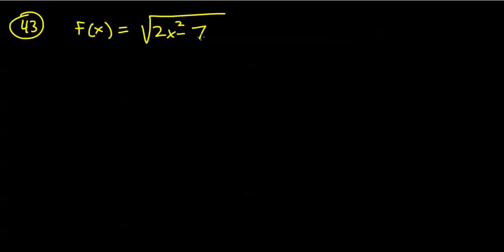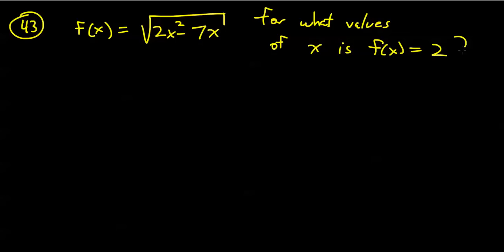Alright, how about this is number 43 on your homework list. They give us a radical expression in function form. f of x equals the square root of 2x squared minus 7x. And they ask us this question: for what values of x is f of x equal to 2?